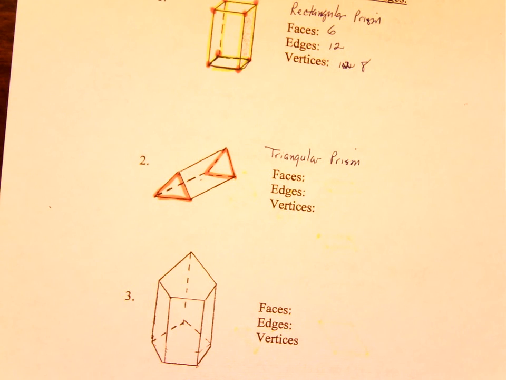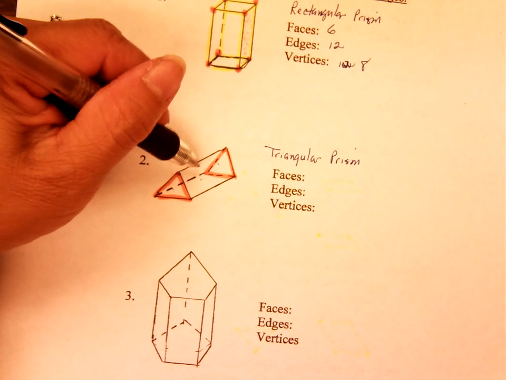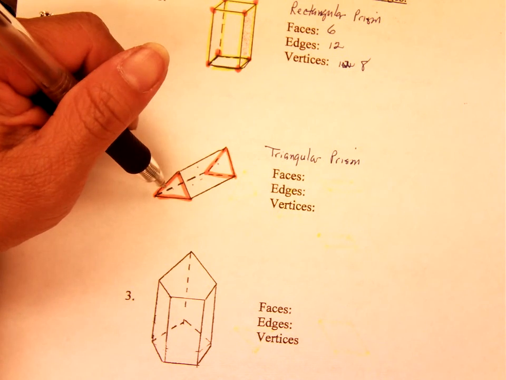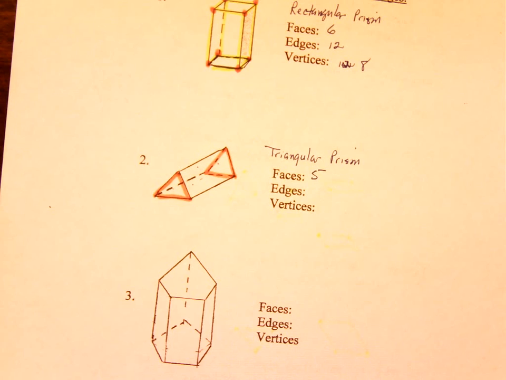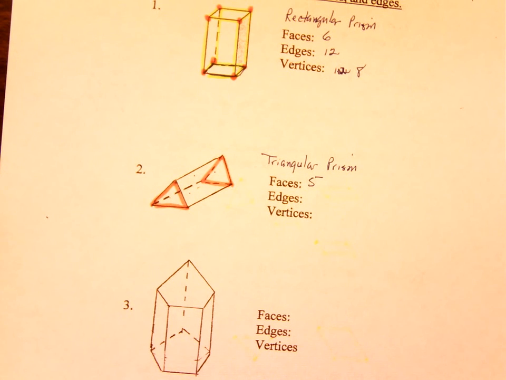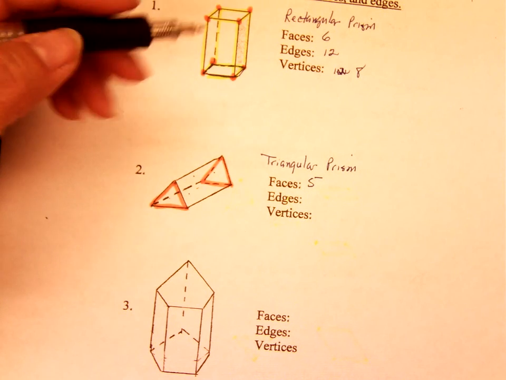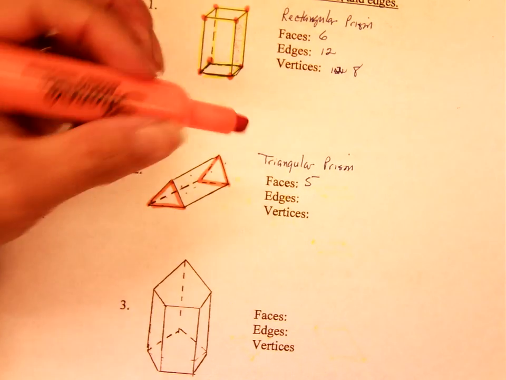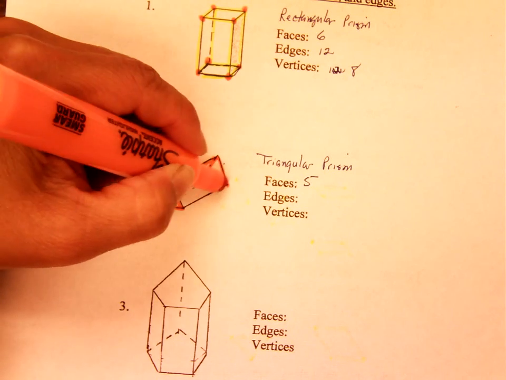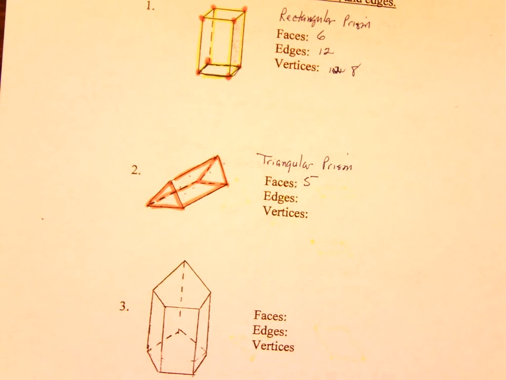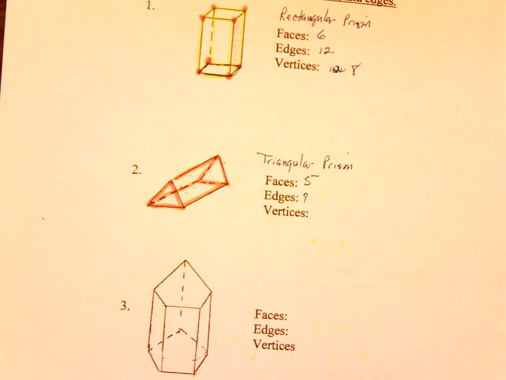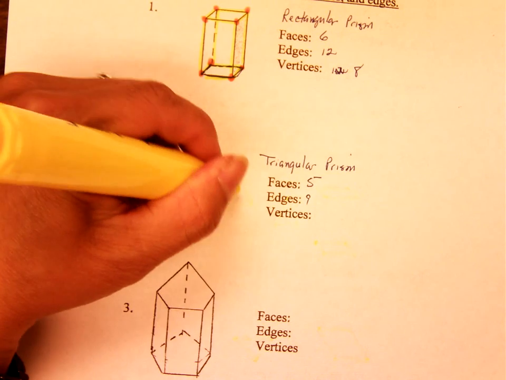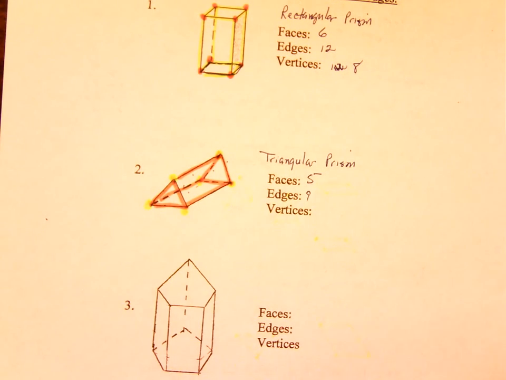Okay, so here faces, I have 1, 2, 3, 4, 5. So it'll be 5 faces. And then edges are your lines. So I have 1, 2, 3, 4, 5, 6, 7, 8, 9. 9 edges. And vertices are your corners. So you have 1, 2, 3, 4, 5, 6. So it'll be 6 vertices.